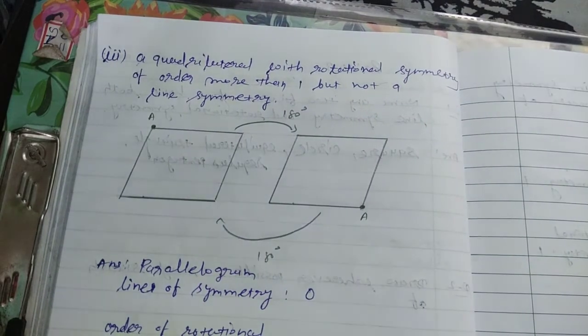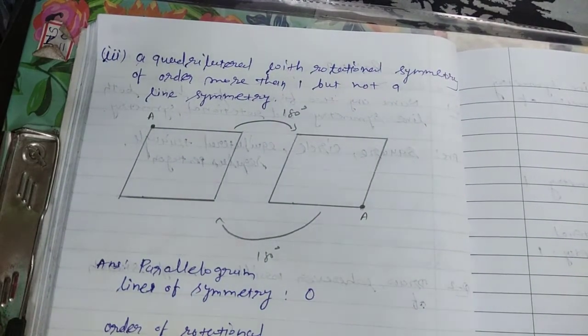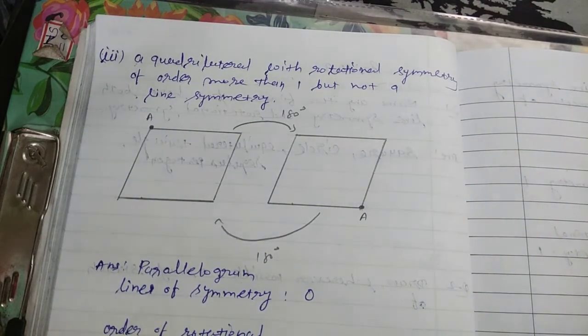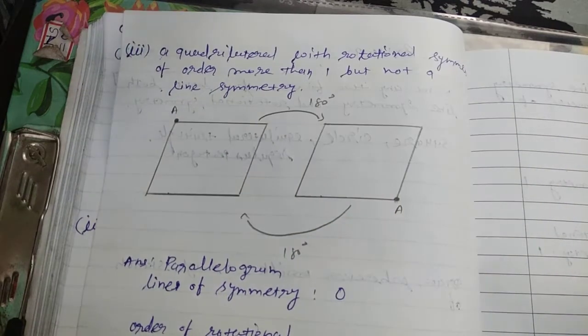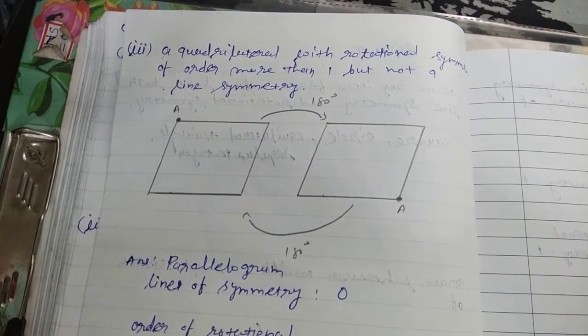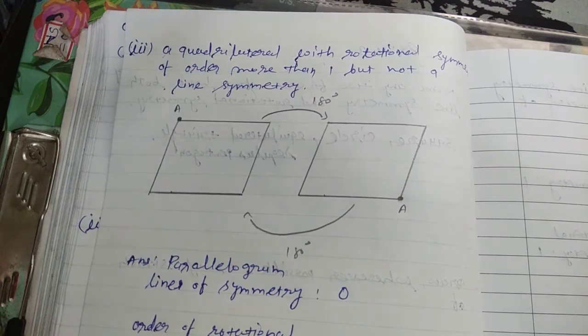Number 3. A quadrilateral with rotational symmetry of order more than 1 but not a line symmetry. So we have to find a quadrilateral which has rotational symmetry of order more than 1 but no line of symmetry. Among quadrilaterals, we have two which have zero lines of symmetry. One is a simple quadrilateral and another one is the parallelogram.